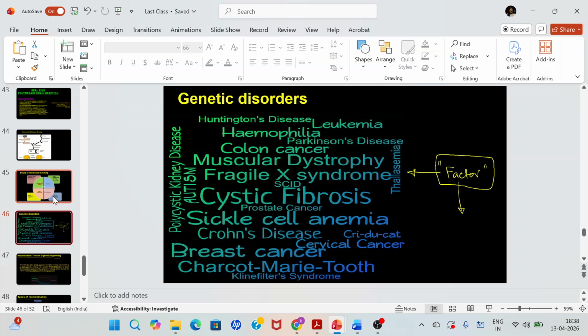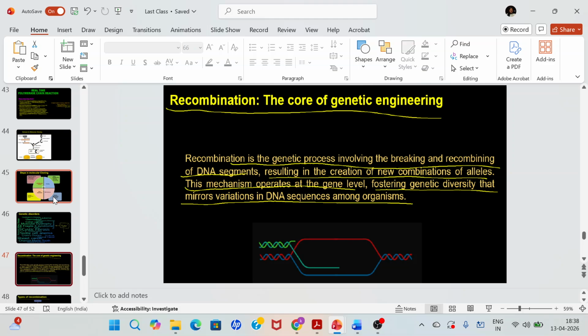Okay, next comes the genetic disorders. There are many genetic disorders that still exist in the world, and these genetic disorders are basically a single point mutation in most of the cases. So let's go into the world of genetics.